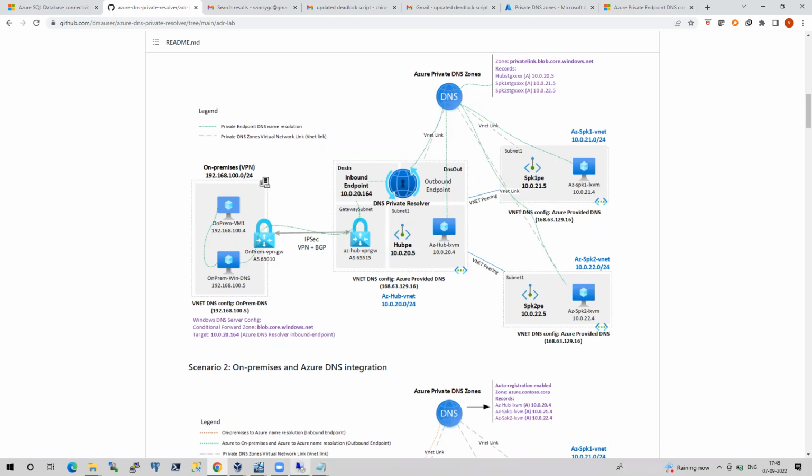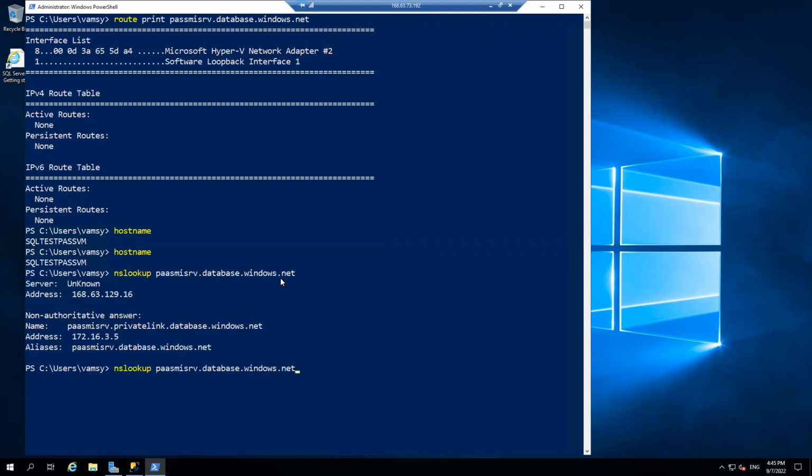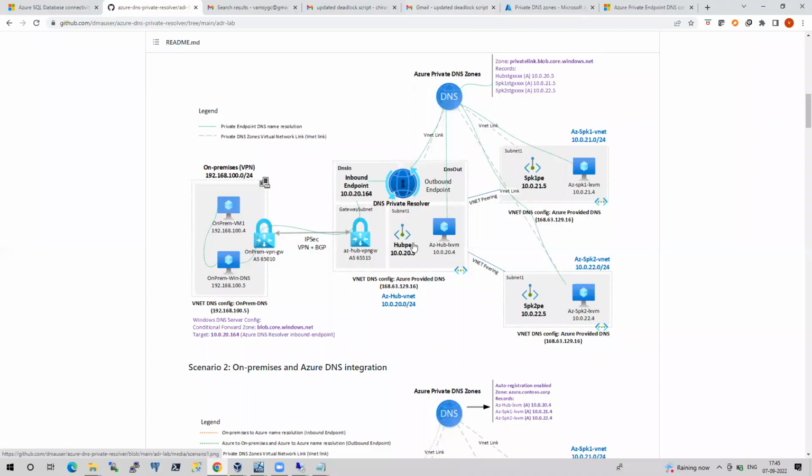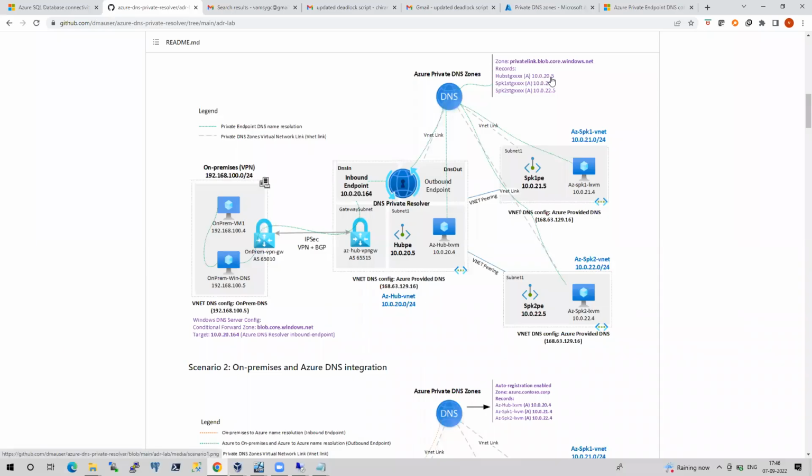If you observe it carefully, the results. So this is my SQL test pass VM, which is part of pass VNet. And if I'm doing that nslookup or TNC, it is working fine. Why it is working fine? If you observe this again, let's go back here. Okay, 10.0.20.5. This is the hub private endpoint. In my case, what is that? 172.16.3.5. So I have to replace this with 172.16.3.5.